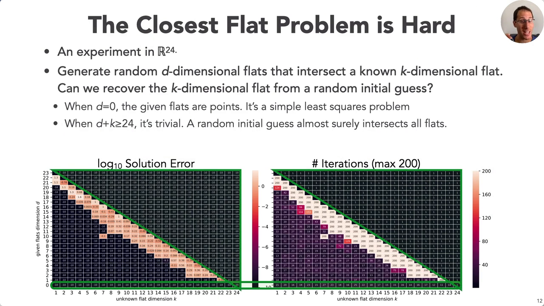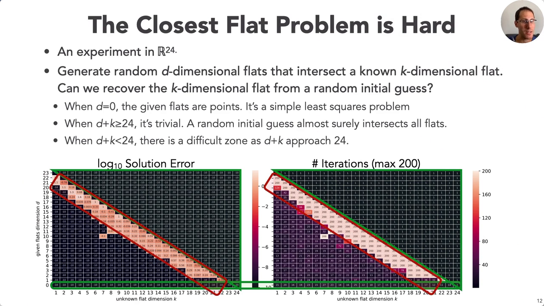When d plus k is greater than or equal to 24, it's trivial because a random initial guess is almost surely going to intersect all the flats. That's like saying find the plane in 3D that's closest to a bunch of given random lines. In general, any plane is going to intersect all of the lines.